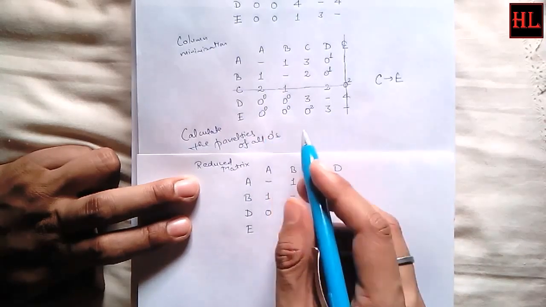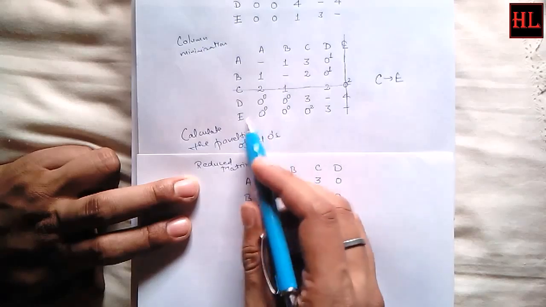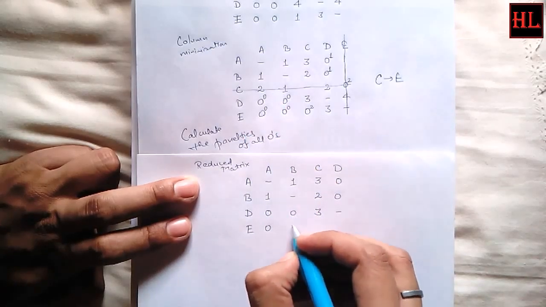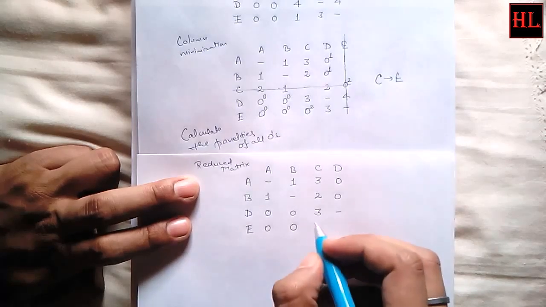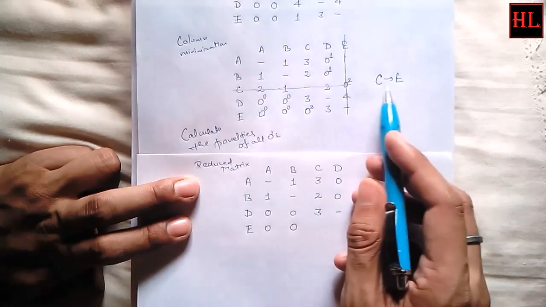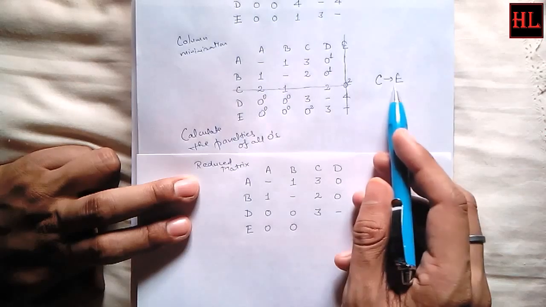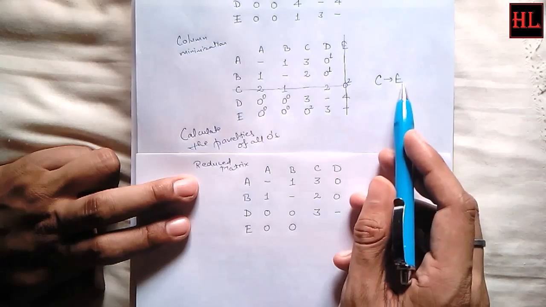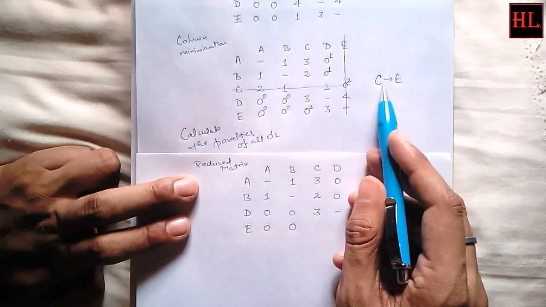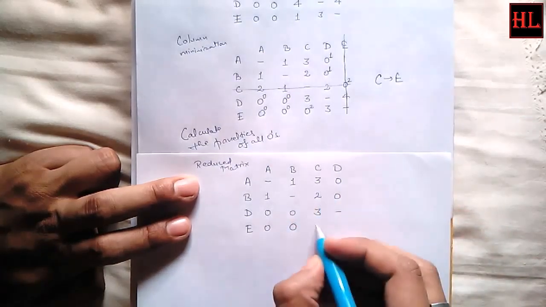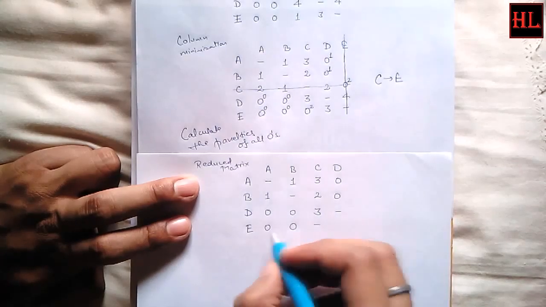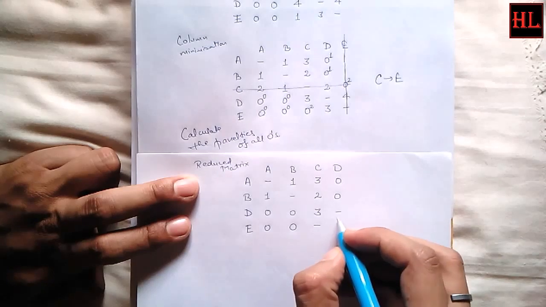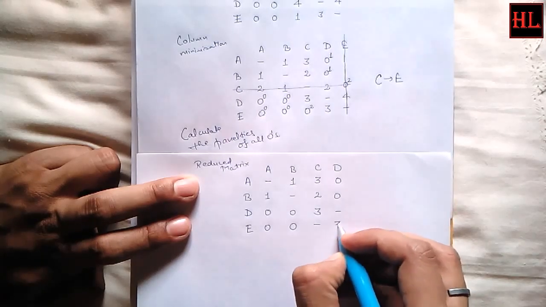Now for the E row, the distance from E to A is 0, the distance from E to B is 0. One thing we need to keep in mind is that as we have made the assignment from city C to E, we cannot come back from city E to city C. So we'll put a dash mark here, as we'll not consider the distance from E to C. And from E to D the distance is 3.